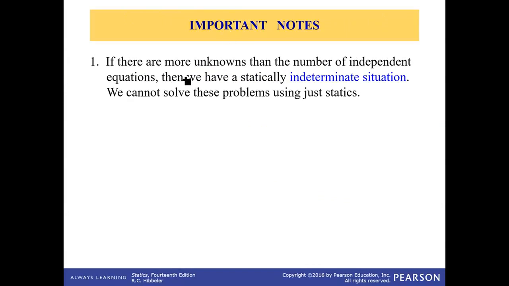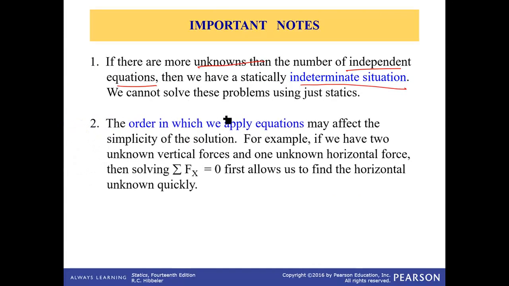First thing is, if we have more unknowns than equations, that means we cannot solve the problem, and it's called an indeterminate situation. The order in which we apply the equations of equilibrium matters, because, for example, if we have 2 unknowns for vertical force and 1 unknown for horizontal force, then we should first solve for the horizontal force.